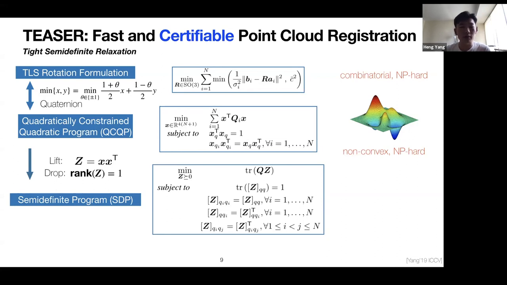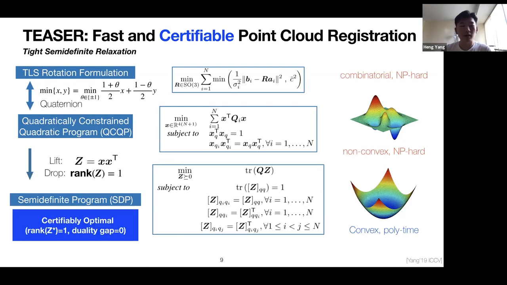So the relaxation really means that we directly drop the rank constraint, and then we end up solving a convex semi-definite program. If you solve this program, you are guaranteed to find the global minimum. But now the question is, we are solving a different problem, because as shown by these arrows, this is not a double-ended arrow. So this semi-definite program usually just gives you an approximate solution to the original non-convex problem.